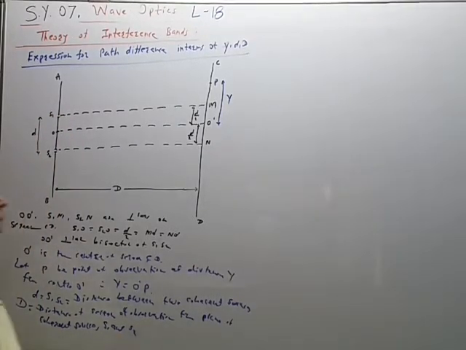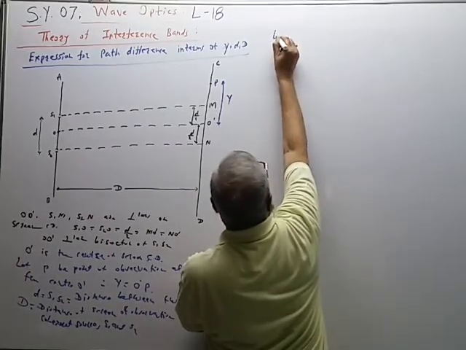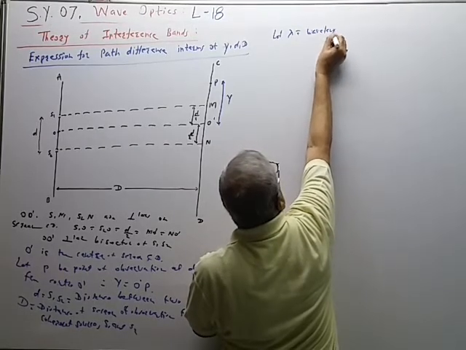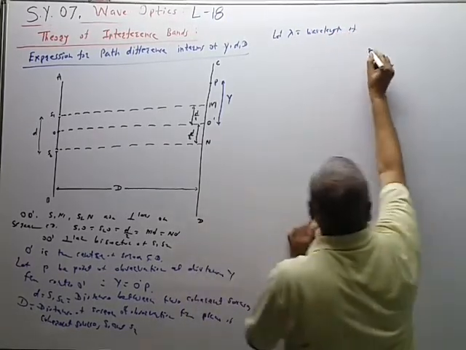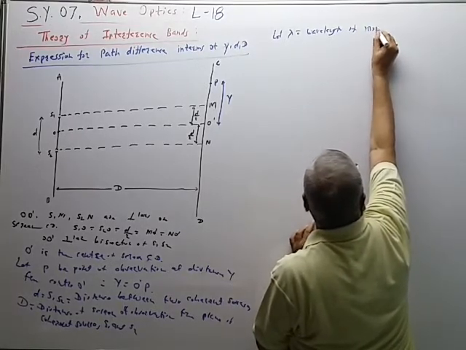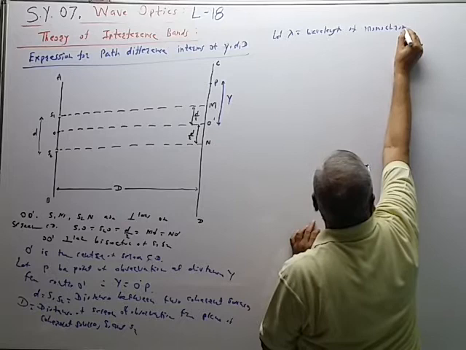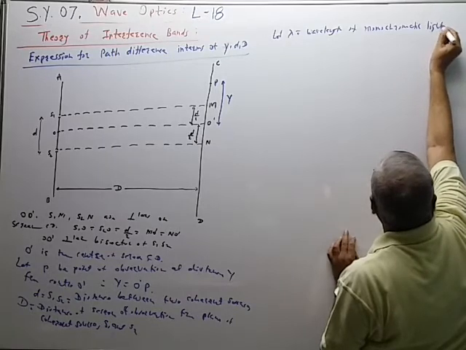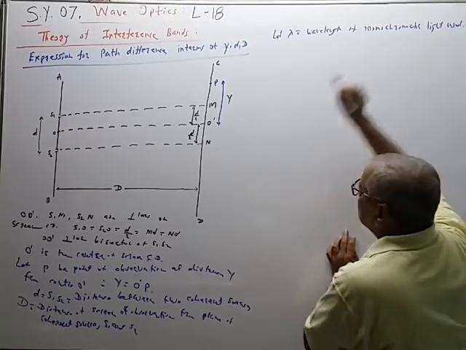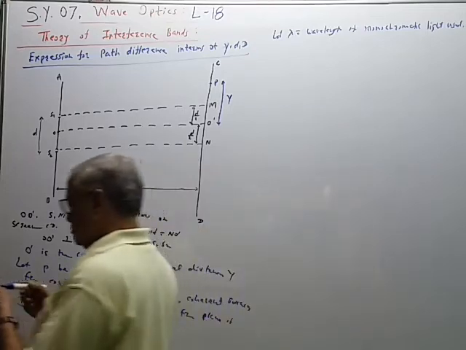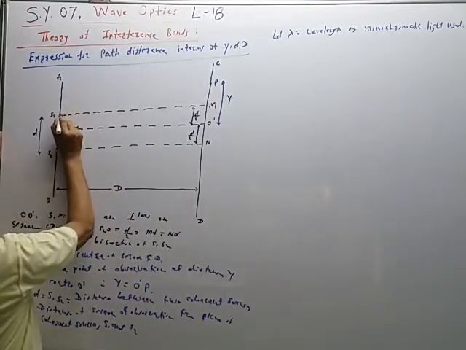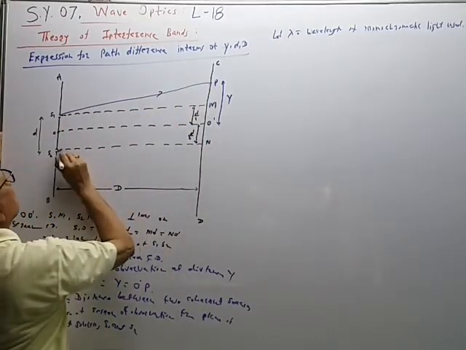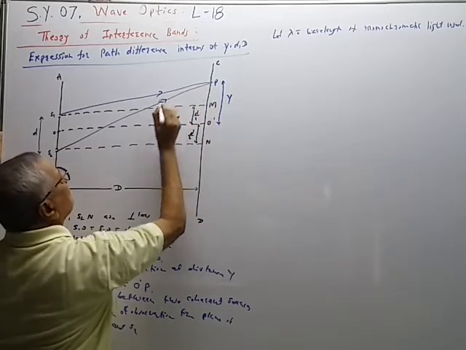Now lambda is equal to the wavelength of the monochromatic light used here. So we have to find the path difference. Join one ray of light from S1 to P, and another ray from S2 to P, like this.